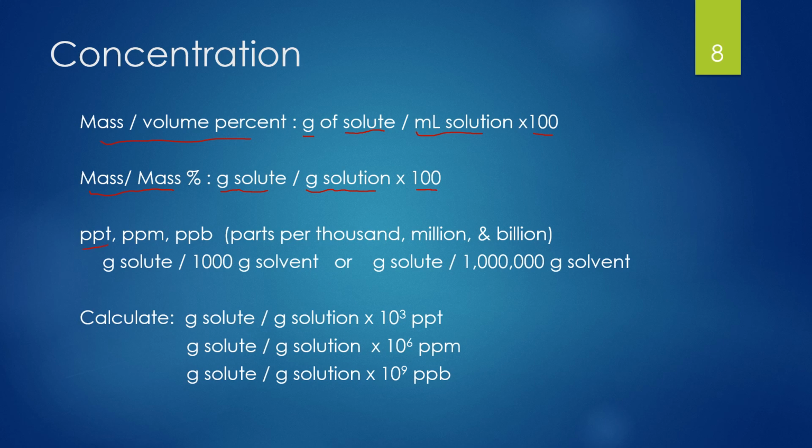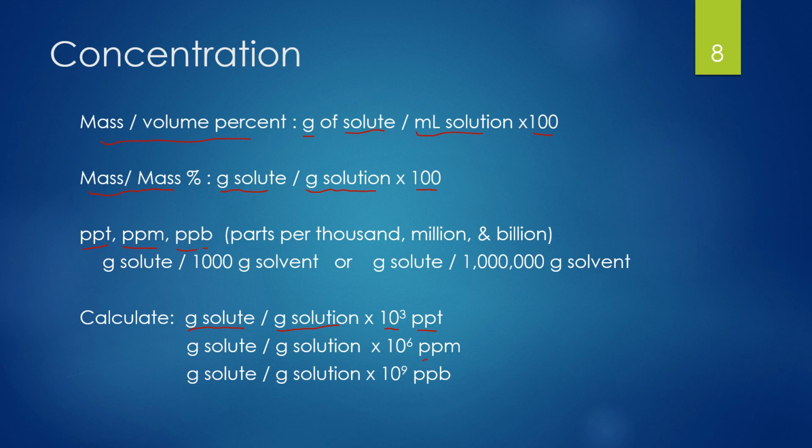The next set of equations are parts per thousand, parts per million, and parts per billion. So these equations are very similar to the mass percent. If you look at the equations below, I have grams of solute in the numerator, just like I do for mass percent. I also have grams of solution in the denominator, just like mass percent. The only thing that's different is instead of multiplying by 100, for parts per thousand, I'm going to multiply by 1,000. That's what this 10 to the third is. It's the same as saying 1,000.